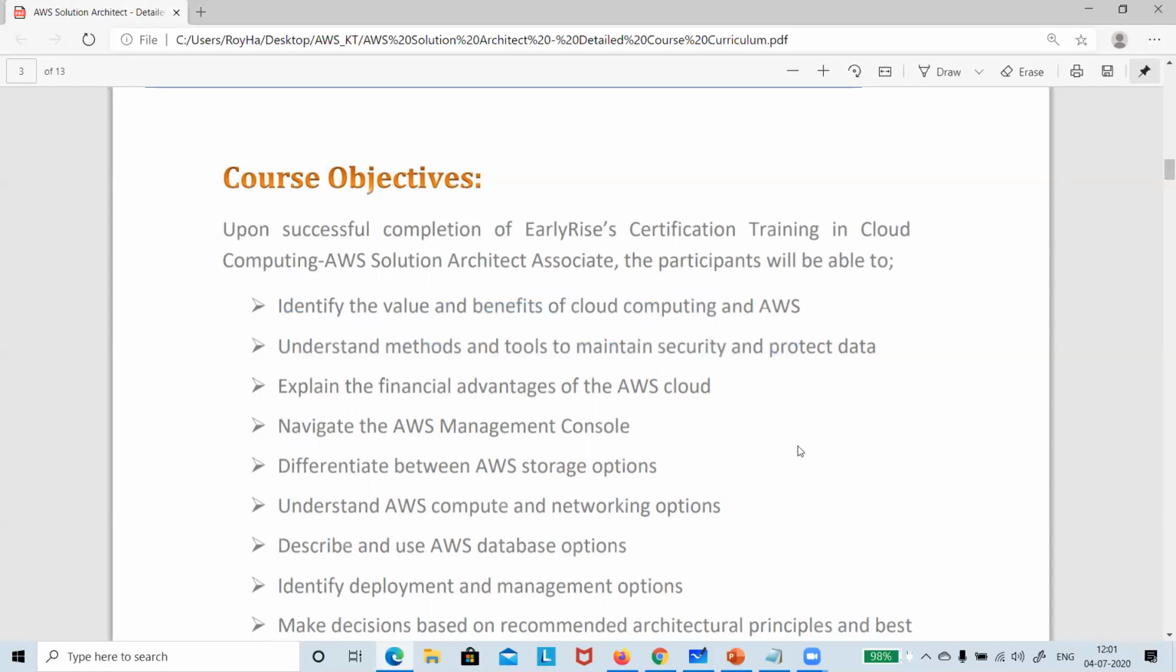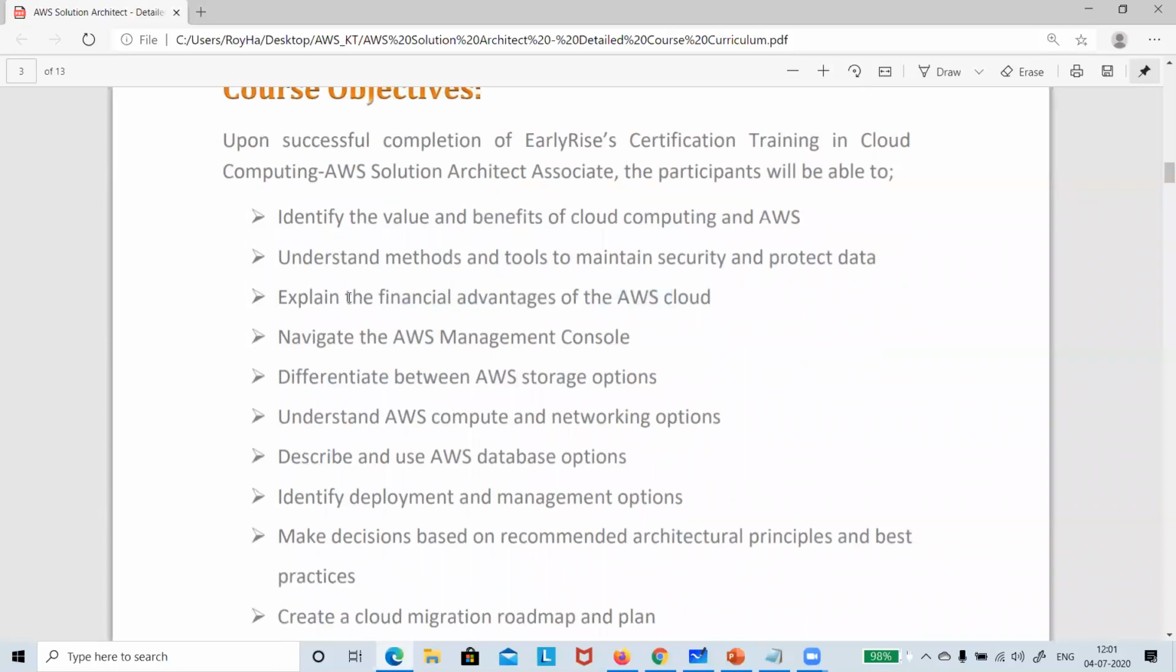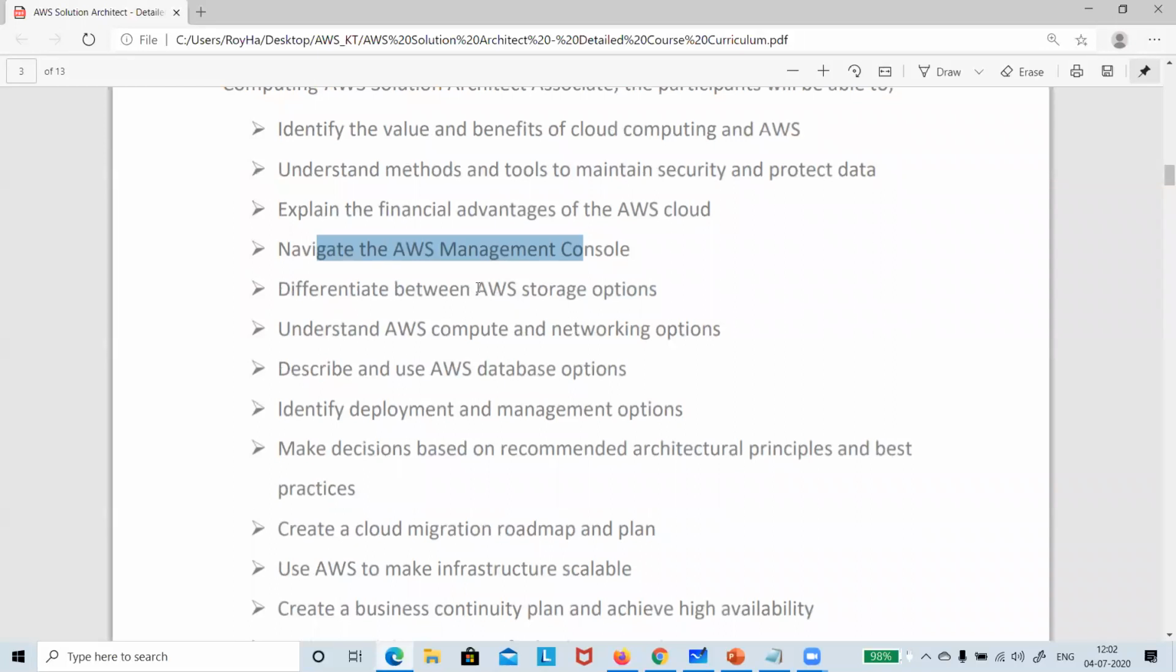These are the objectives: understand methods and tools to maintain security and protect data, explain the financial advantage, right? So in general, you can explain the financial advantage of any cloud. So now anything with respect to cloud, you will be able to relate, right? The basics of cloud and know what is the benefit and what are the advantages of cloud. So all those things you will be able to relate as of now. However, we will get in-depth knowledge about AWS, then you will be able to do so for AWS, right? So navigate the AWS management console that we'll be doing, right?